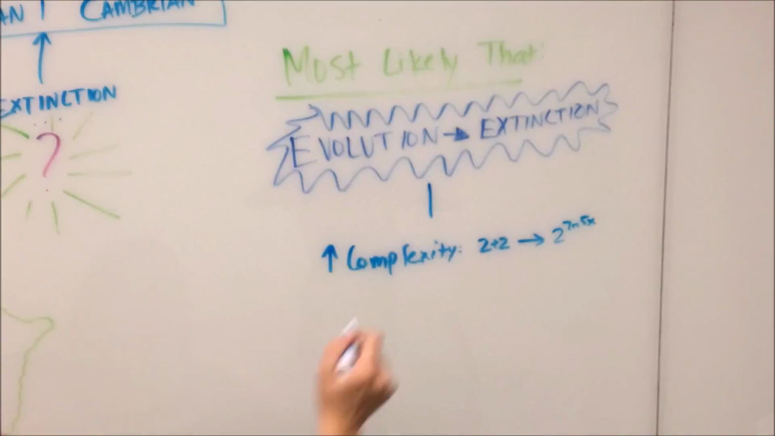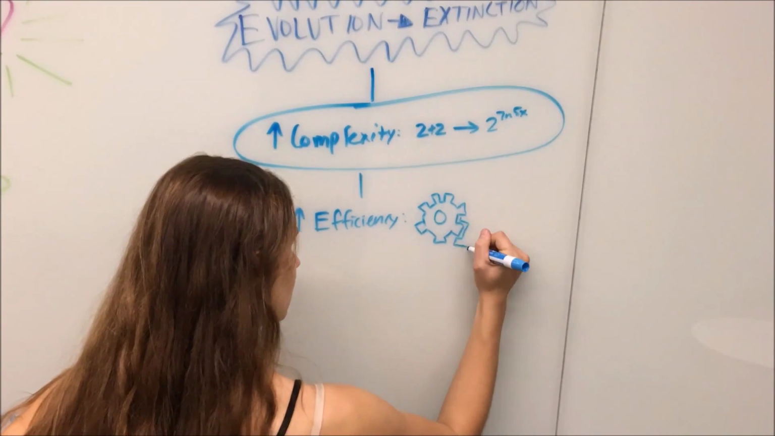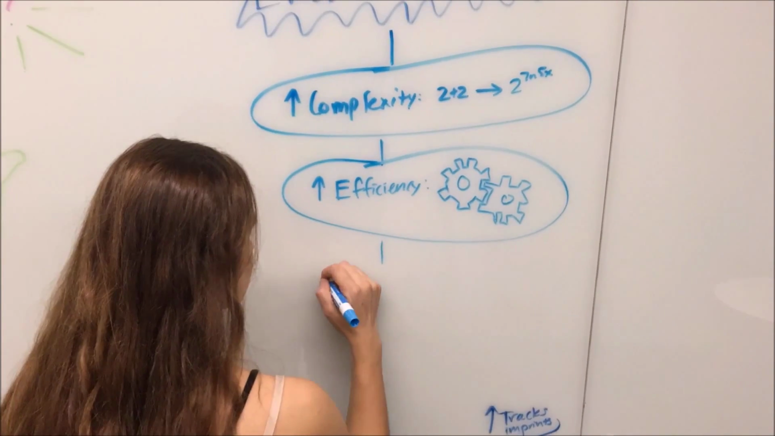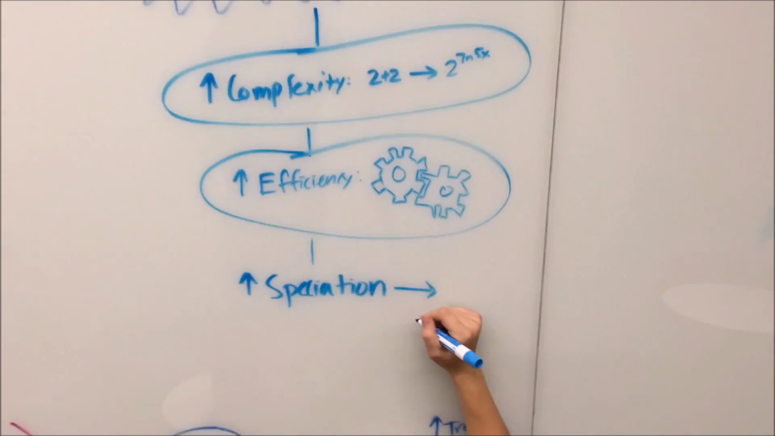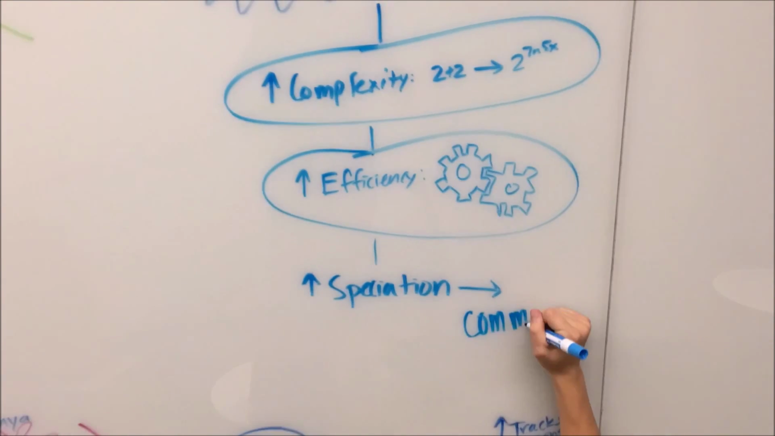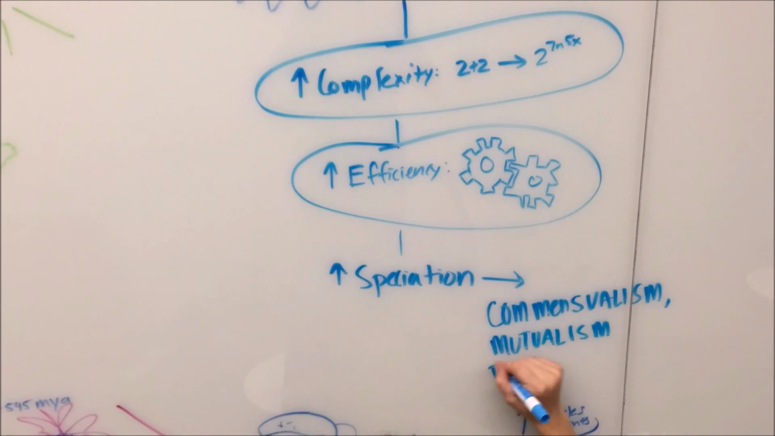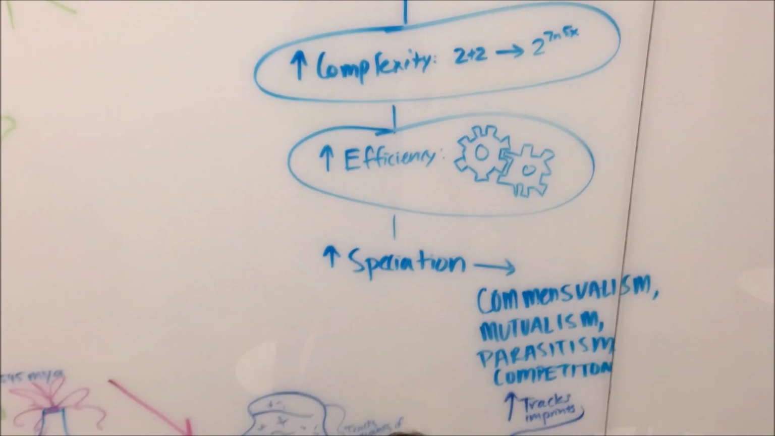Contributions that led to this extinction were caused by the complexity of animals' physiology increasing, which led to greater efficiency in metabolic processes like respiration. This resulted in speciation, which in turn cascaded relationships between organisms, such as commensalism, mutualism, parasitism, and competition.